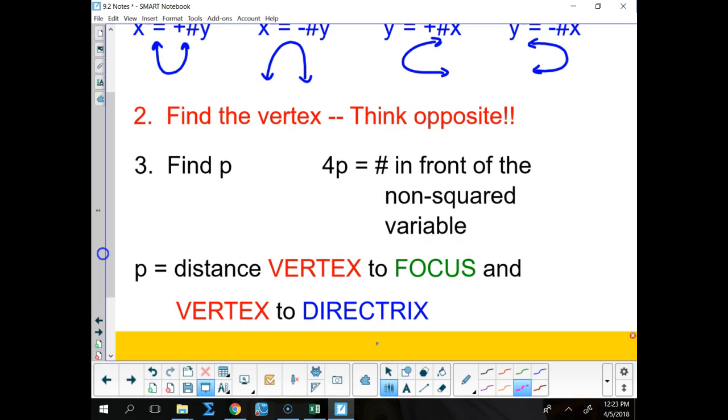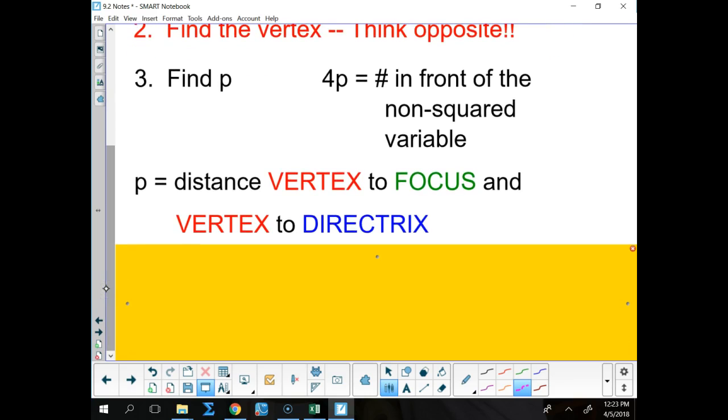Focus is inside. Is that 1p or is that like, how many p's? Is it like a half the p distance? No. You're thinking of the next one. Yep. Nope. You're thinking of the next one. This is straight up p. Okay.